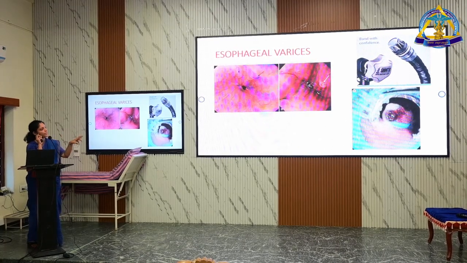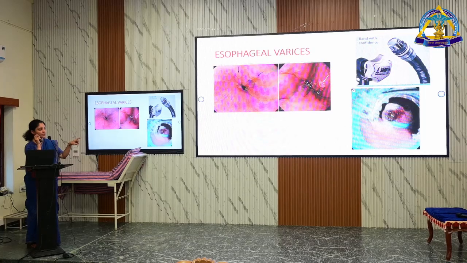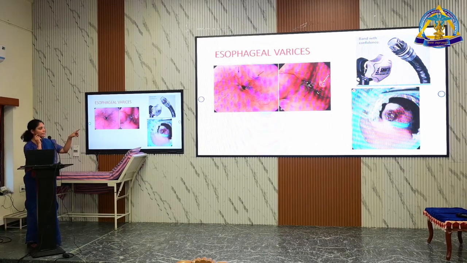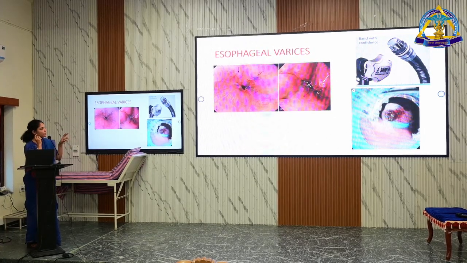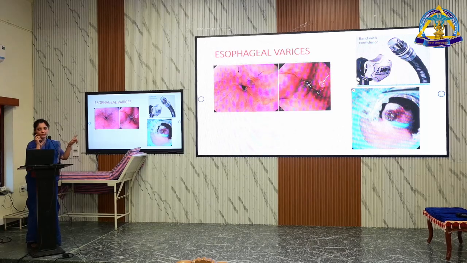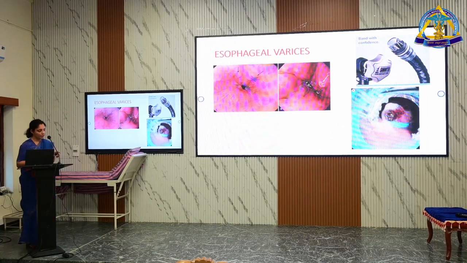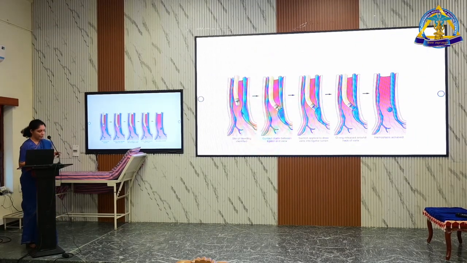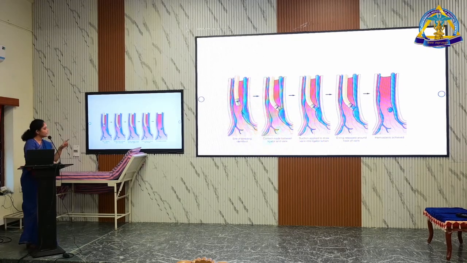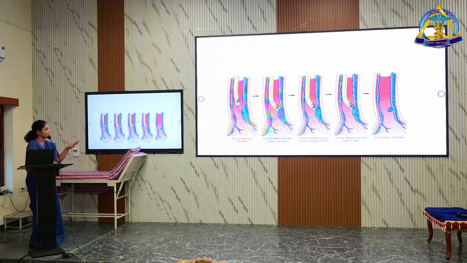And in the fourth picture, you can see that we have already banded a patient. That was a bleeding varix. You can see the red color signs there. And that was a bleeding varix, and now this is tackled with EBL. And this is just a schematic representation, just to know what was happening there.